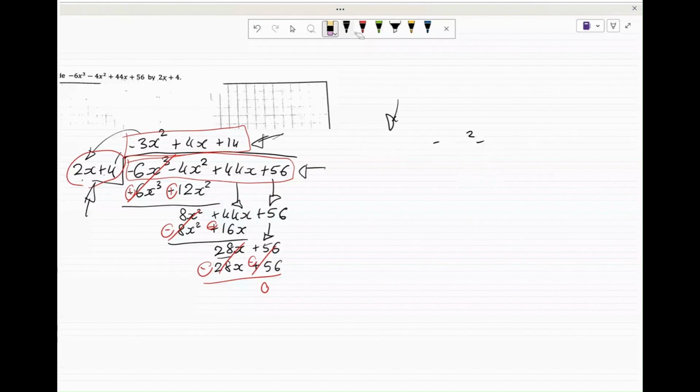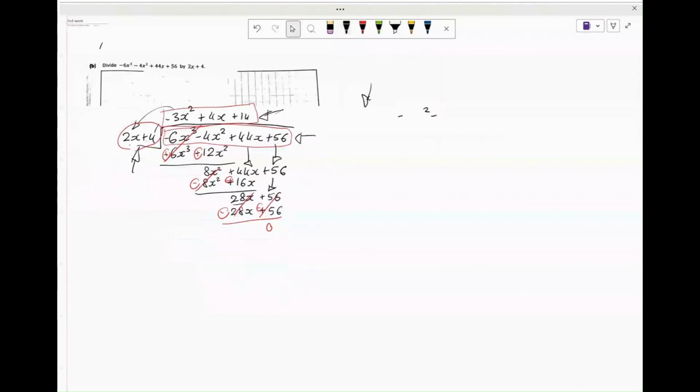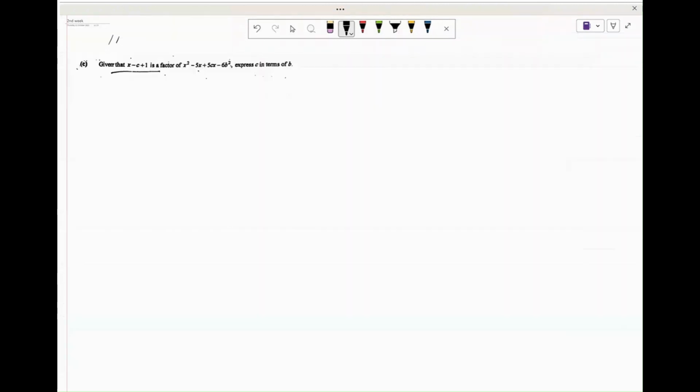So, yep, takeaways, basically how to do long division, and we'll learn later again that this is a factor if it divides in evenly. Okay, so on to the next question.